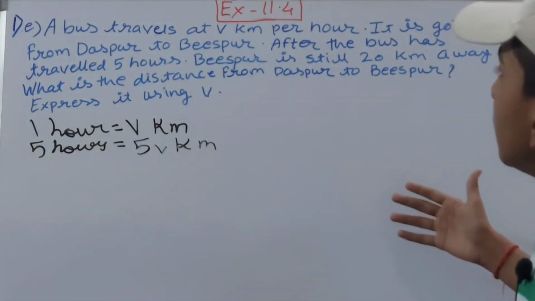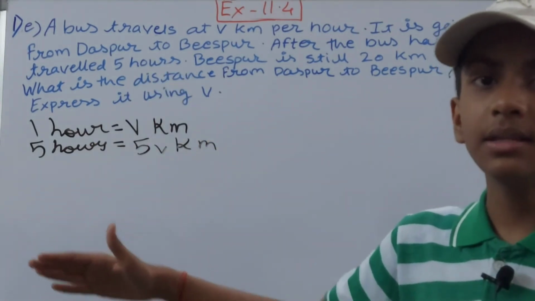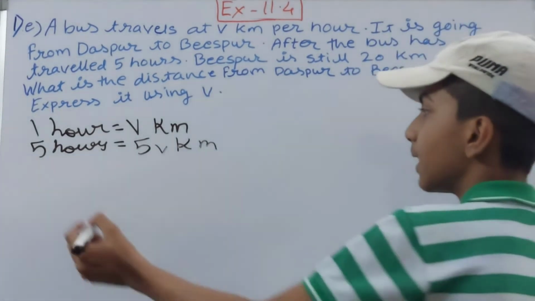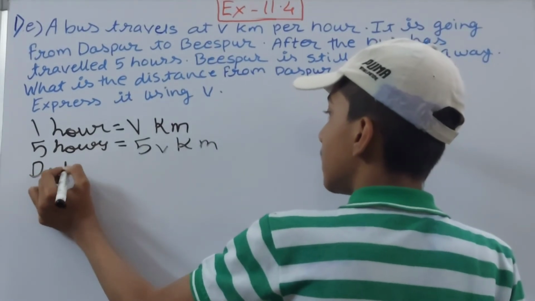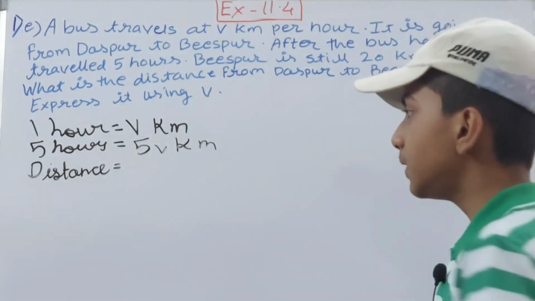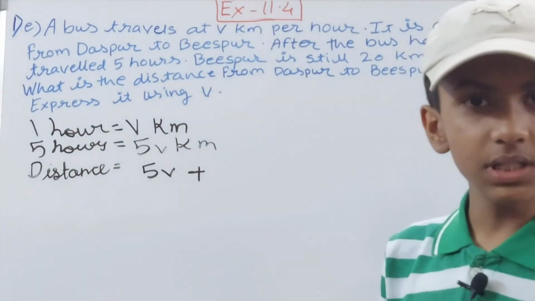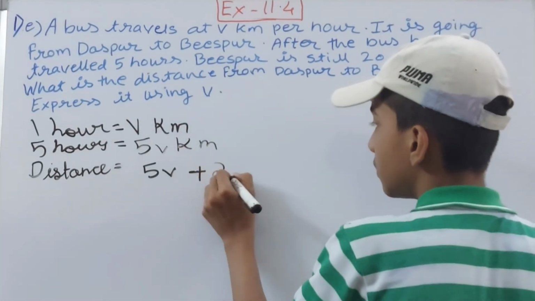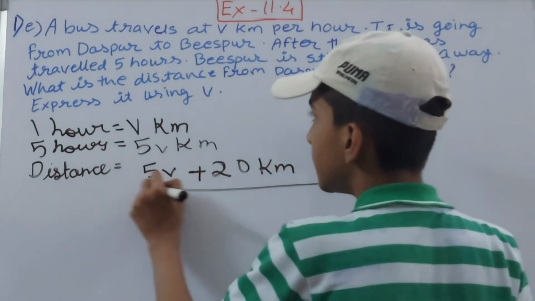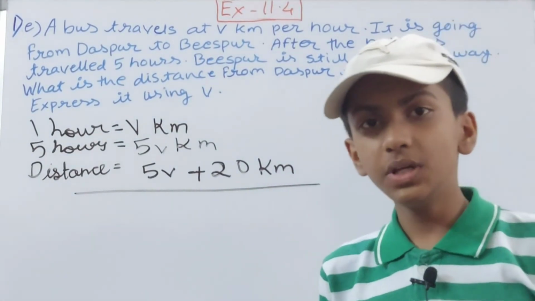Then you can also see that this is 5 hours distance which is completed, but we also have to add the left over distance in this, which is this 20 kilometers, right? So you can write here that distance is equal to, so first of all we will write the covered distance, which is 5v, right? So 5v plus, now the left over distance, that is 20 kilometers, right? So 5v plus 20 kilometers, right? So this is the distance from Daspur to Bijpur when we have used v to express it.